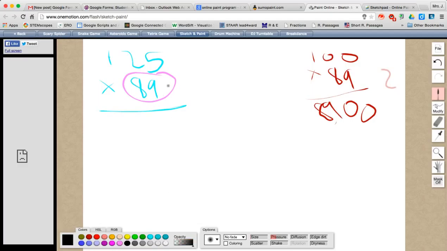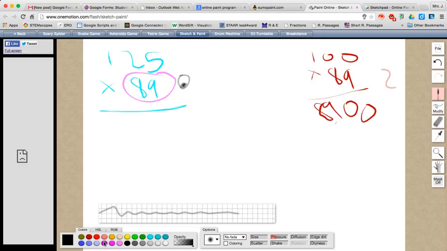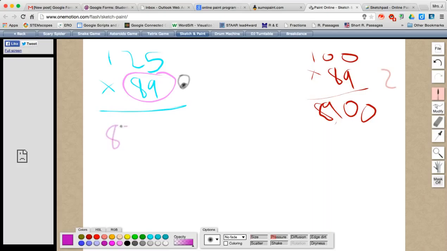All right, so we started first by looking, and here's my little eye guy to remind us, looking for the smallest number, okay? And so that's 89. I'm going to multiply 89 times my ones, 89 times my tens, and 89 times my hundreds. And I'm going to do it in different colors just so you can see. So 89 times 5, which is really 89 plus 89 plus 89 plus 89 plus 89.